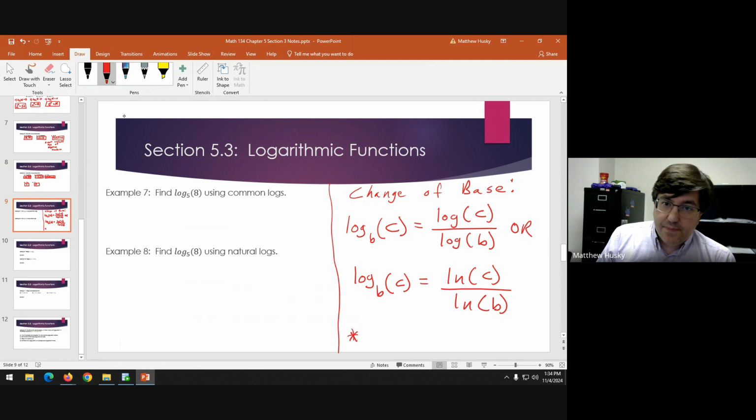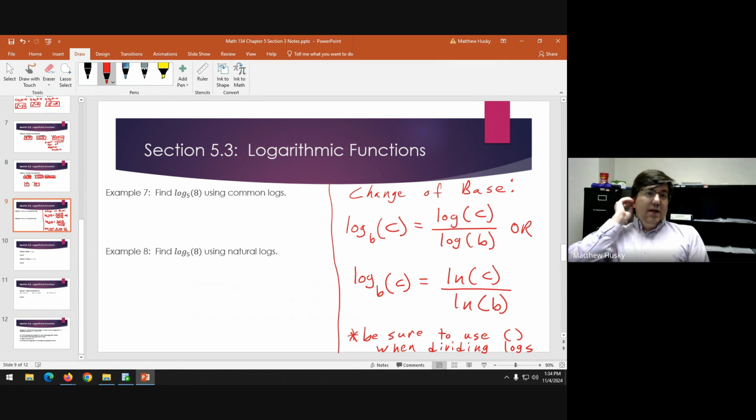So be sure to use parentheses when dividing logs. The most common mistake when doing this kind of thing is students sometimes neglect to close the parentheses when they're typing this in, and it can sometimes mess you up.